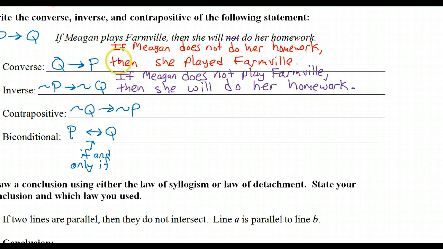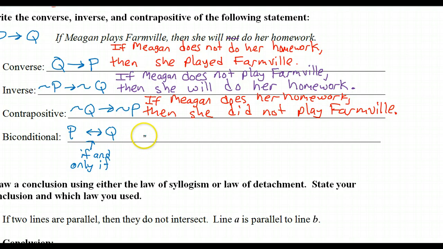Now the contrapositive, remember, is the one where we reverse it and negate it. So that's going to be like this. Let's see, this one is already negated. All we have to do is reverse it. So if I look at the purple one and just write it backwards, it says if Megan does not play Farmville, then she will do her homework. That's already negated. So if I reverse it, it'll be if Megan does her homework, then she did not play Farmville.